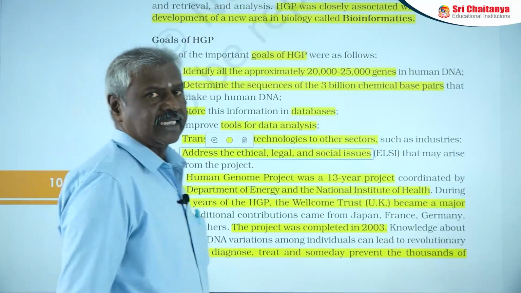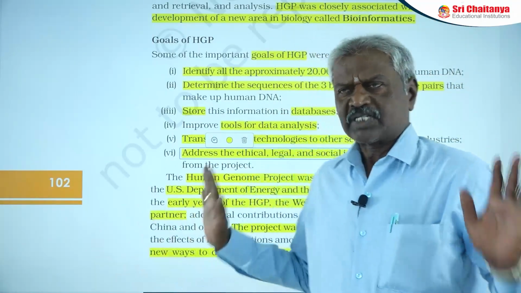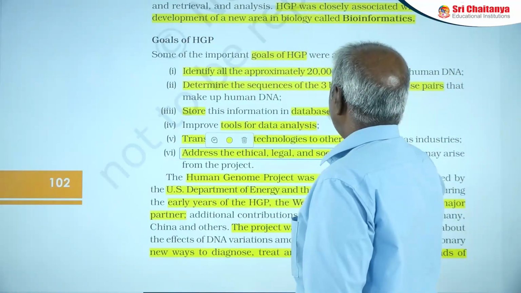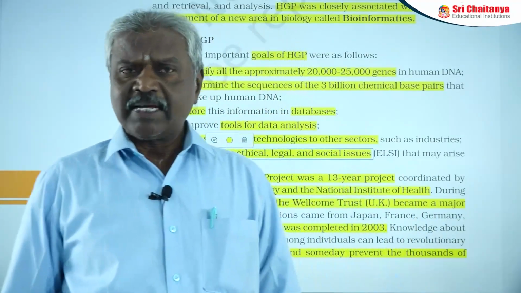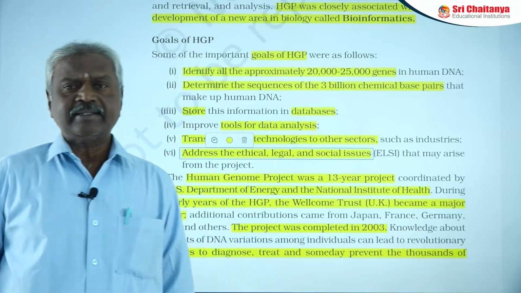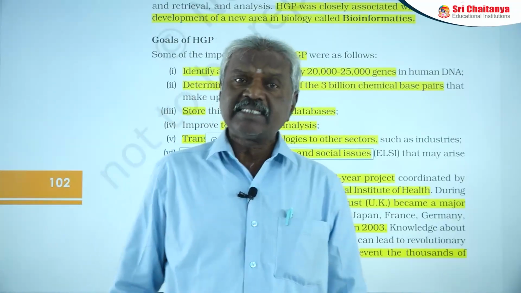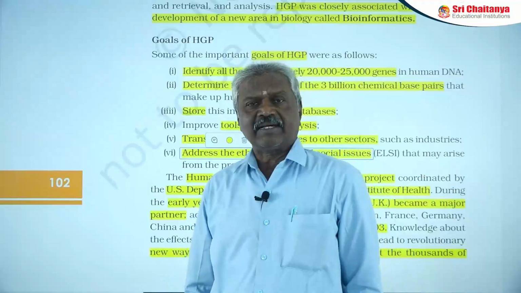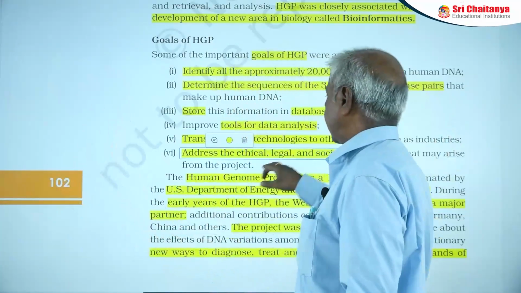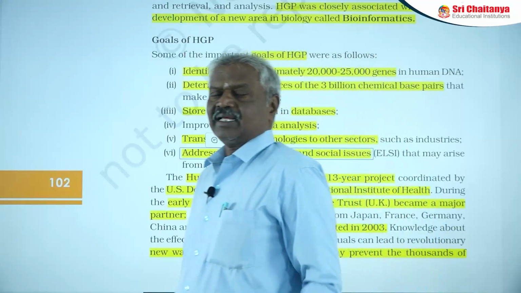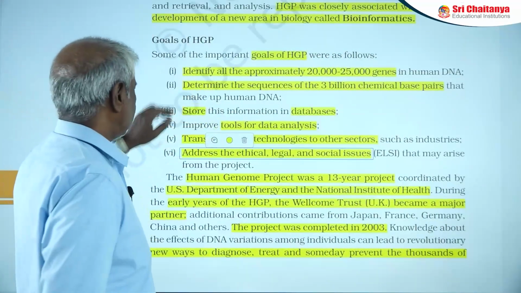Once again, identification of 20 to 25,000 protein coding genes, then the sequencing of all 3 billion nucleotide base pairs, then storing them in databases, providing tools for data analysis, then transfer this information to the other agencies. They will cross-check. If any correction is needed, they will make it. The aim is accuracy, which is important here. After that, addressing the ethical, legal, social issues. And have a think on this area.